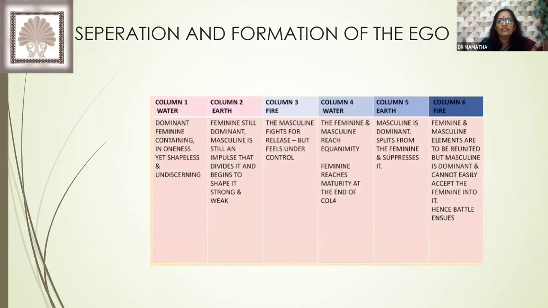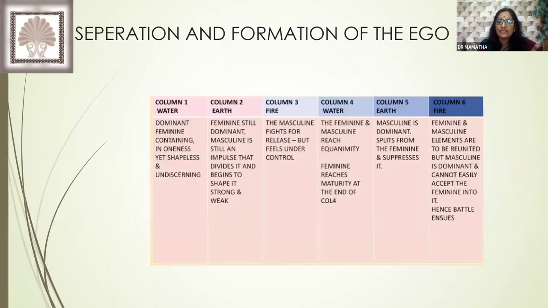So column 5 would be going into the world, and this is masculine energy. So this splits from the feminine and becomes masculine. And the feminine is suppressed by the masculine energy.